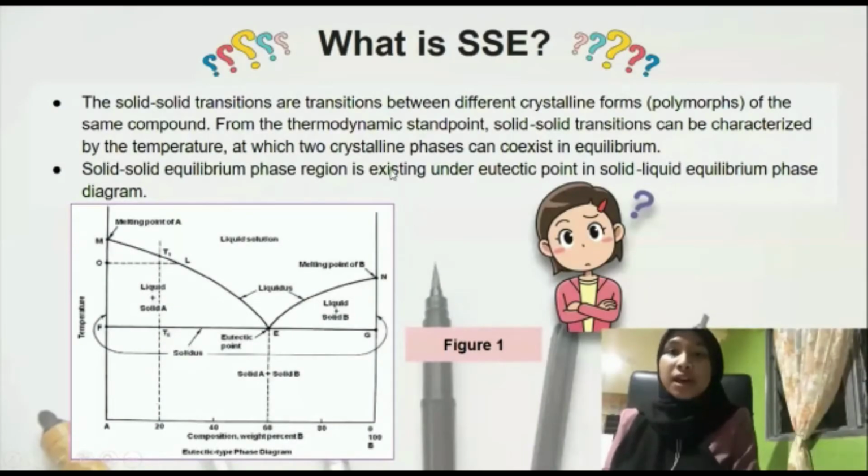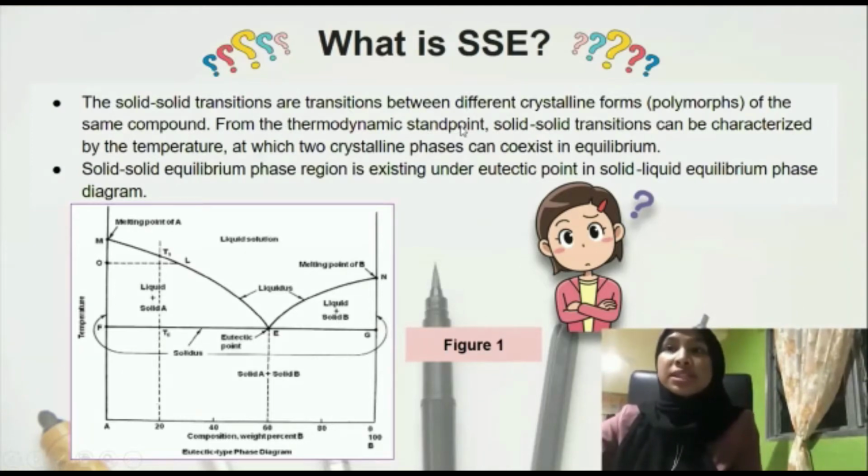So my group and I are going to present about solid-solid equilibrium, and I'm going to present about what solid-solid equilibrium is and the condition for solid-solid equilibrium. So what is solid-solid equilibrium? Solid-solid equilibrium is the solid-solid transition between different crystalline forms, also known as polymorphs of the same compound, for example, pure crystal A and pure crystal B.